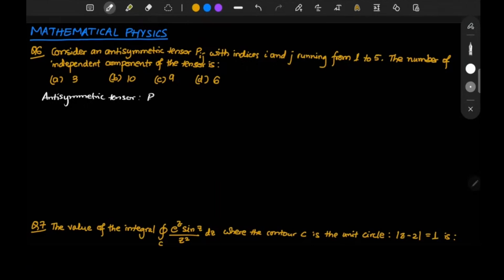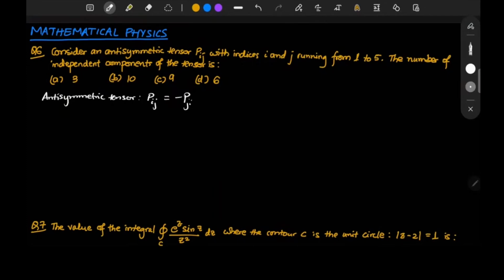means that if Pij is your antisymmetric tensor, and you interchange the indices, then you get a negative sign. So Pij is negative of Pji. If you interchange the indices, you get a negative sign. That is the antisymmetric tensor.